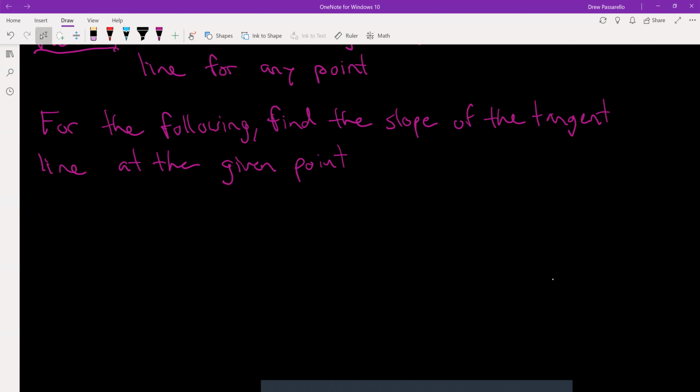So it's number 31. So the function is f of x equal to 8 over x squared. The given point is 2, 2. So we're trying to find the slope of the tangent line, the line that touches this function or this curve at the point 2, 2.